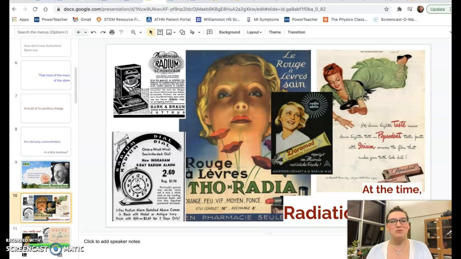So it became a really cool thing to put into all kinds of products. These products were being put into things like toothpaste to whiten your teeth, lipstick and cosmetics to brighten your face. They would put them in alarm clocks to make the alarm clocks glow.